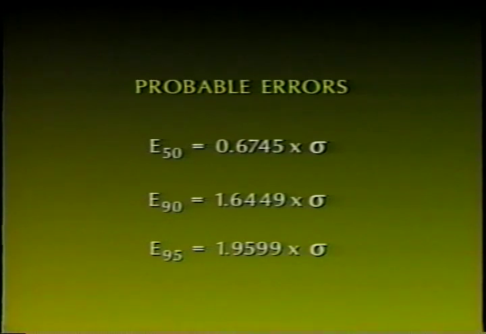Other modifications are shown and are known as the 90% error and the 95% error, which set limits within which 90% and 95% of the measurements, respectively, will fall.